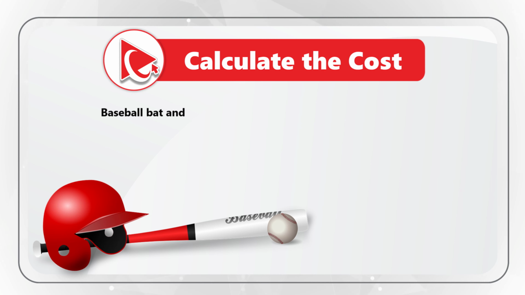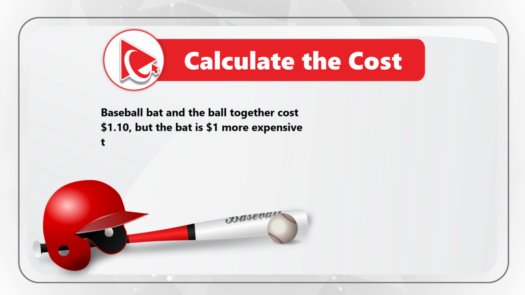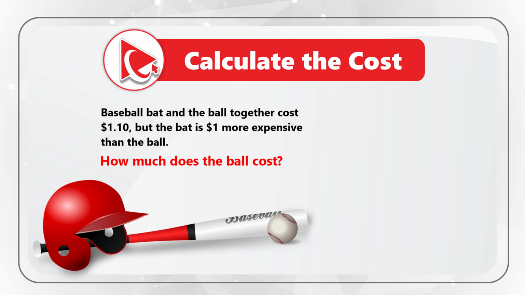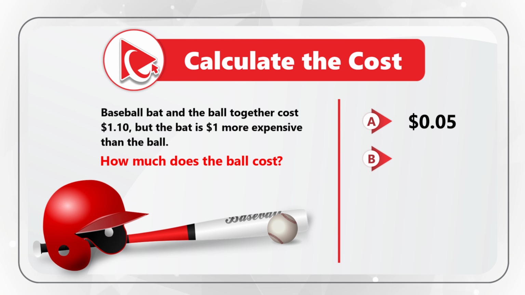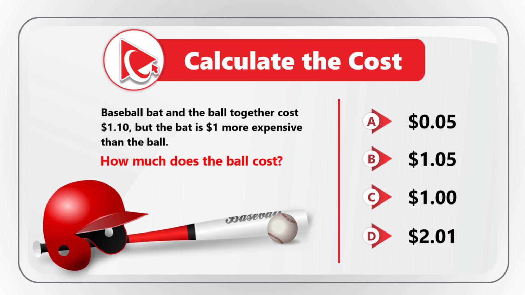Baseball bat and the ball together cost $1.10. But the bat is $1 more expensive than the ball. How much does the ball cost? You need to select one out of four possible choices. Choice A, 5 cents. Choice B, $1.05. Choice C, $1. And last but not least, choice D, $2.01. Take a close look to see if you can come up with the answer.